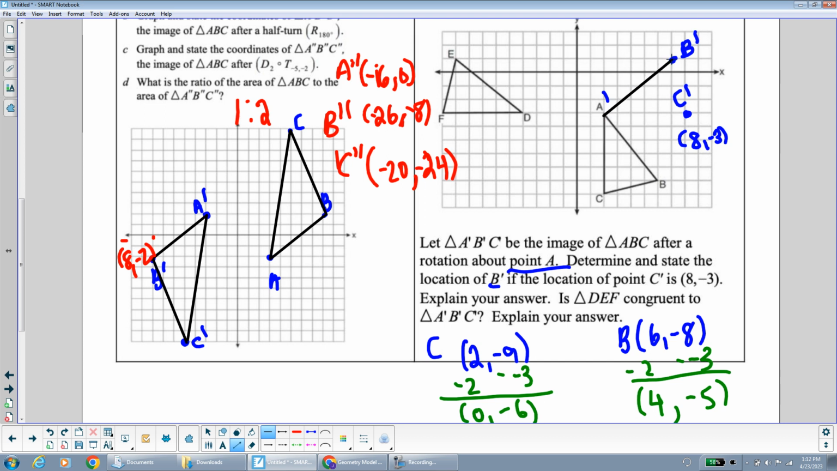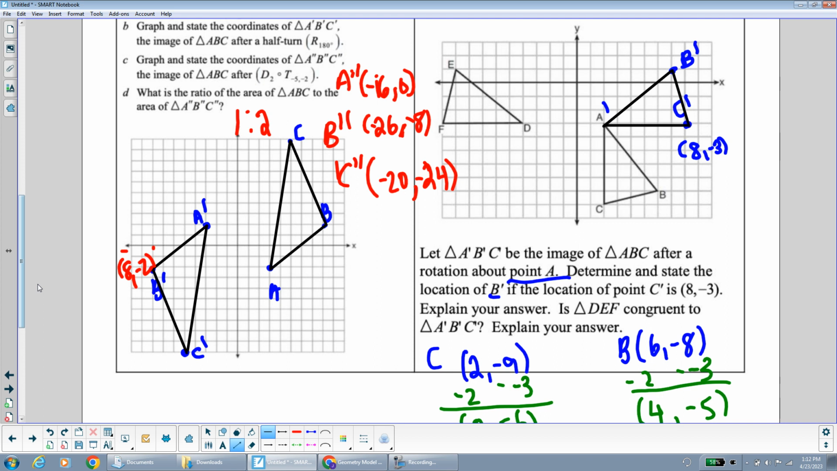So if I wanted to connect it together to see the whole figure rotated 90 degrees counterclockwise around point A. The answer to the first part of the question is the point 7, 1. That is the new location of B prime after this rotation. And it's asking, is triangle DEF congruent to triangle A prime, B prime, C prime?